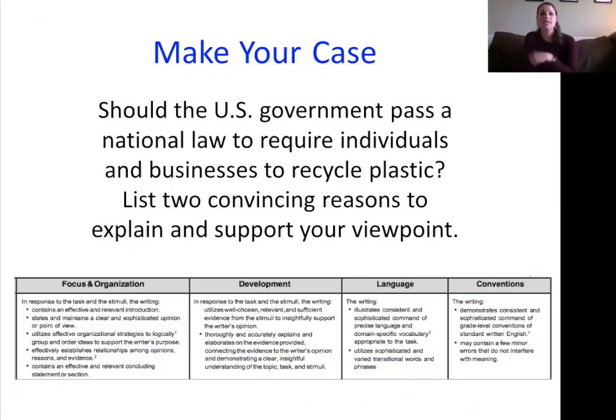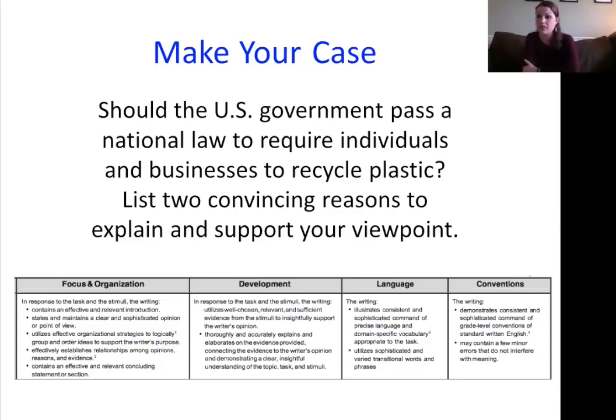All right, so I'm going to read you the assignment. Make your case. Should the U.S. government pass a national law to require individuals and businesses to recycle plastic? List 2 convincing reasons to explain and support your viewpoint. Okay, so we're being asked by the author to come up with an opinion. Either yes, the U.S. government should pass a national law, or no, the U.S. government should not pass a national law.